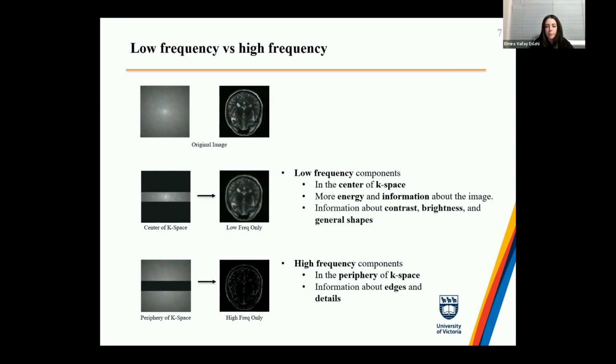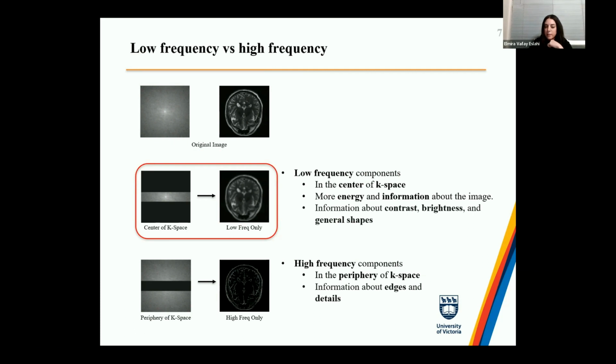Before going forward, it's important to know about the differences between low frequency and high frequency. If you look at the top images, as we discussed in the first slides, this one is showing the original images. The left image is showing K-space, and the right image is showing the image in the image domain. And then if you look at this one, we would like to talk about low frequency components.